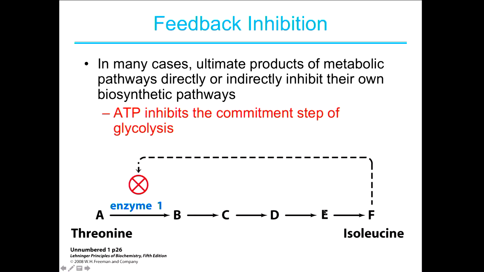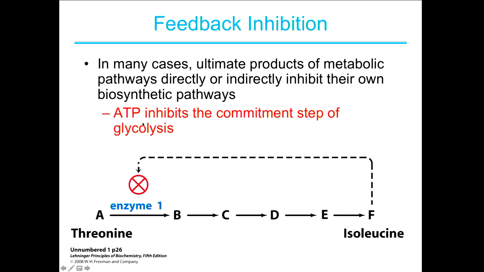If we're way down here between E and F and we hit the brakes and inhibit here, what we end up with is a bunch of E. E might not be that useful to the cell. In fact, in some cases, you build up a whole bunch of some intermediate, and it might actually be kind of bad for the cell. So you might want to come up here and inhibit enzyme 1, because you still have a substrate that's useful for other things. Basically, you can send threonine down other pathways. It's not committed to any particular pathway. So we come all the way back here and inhibit here.